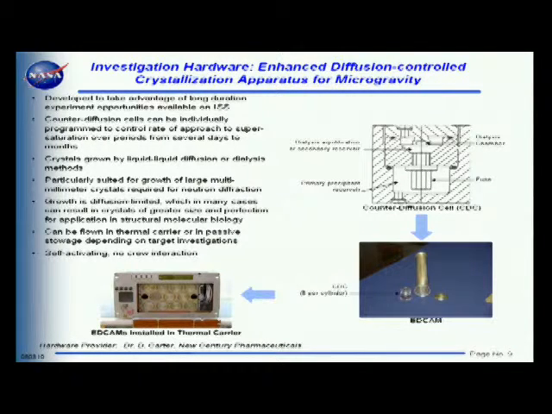This particular piece of hardware has not flown before, but it is more ideally suited to grow the larger protein crystals or macromolecular crystals that are ideal for the neutron diffraction, which is slightly different from X-ray diffraction. In neutron diffraction, you can actually detect the hydrogen atoms in the structure. This is also Dr. Daniel Carter from New Century Pharmaceuticals.